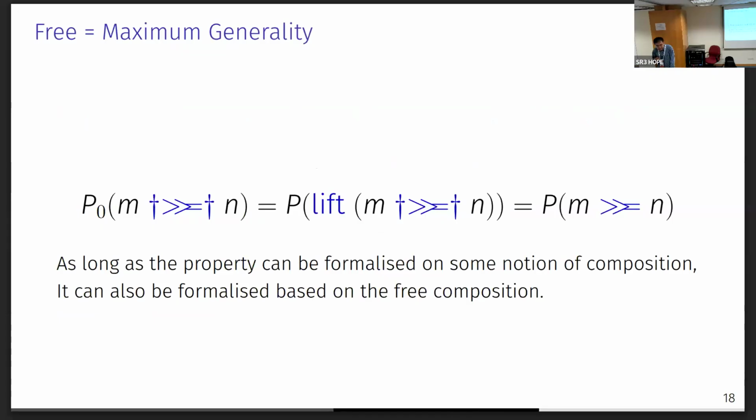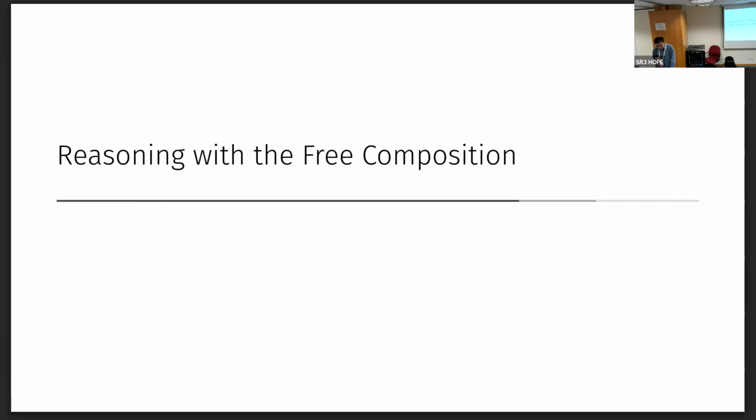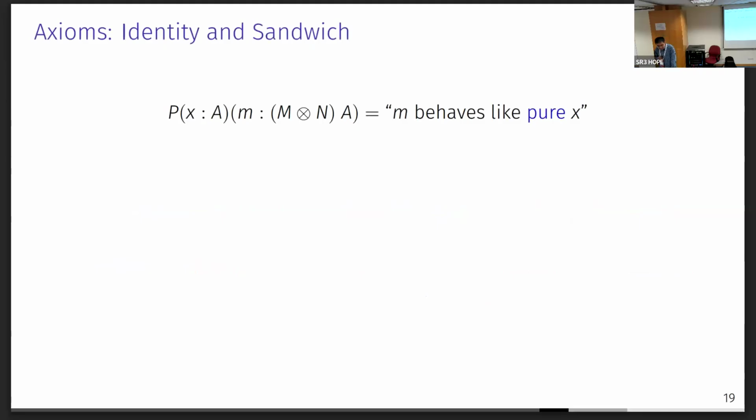So what's the significance of this structure being free? It means we have maximum generality. As long as a property can be formalized on some notion of composition, as long as it can be formalized using a polymonad, it can also be formalized based on this free composition. So it means we have full generality. Now let's see how we can reason about these effectful computations using this free composition.